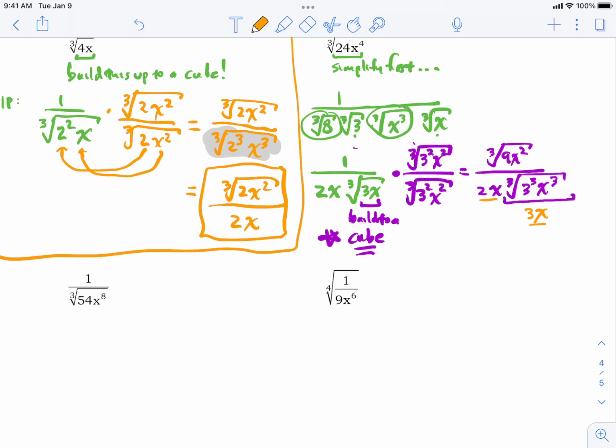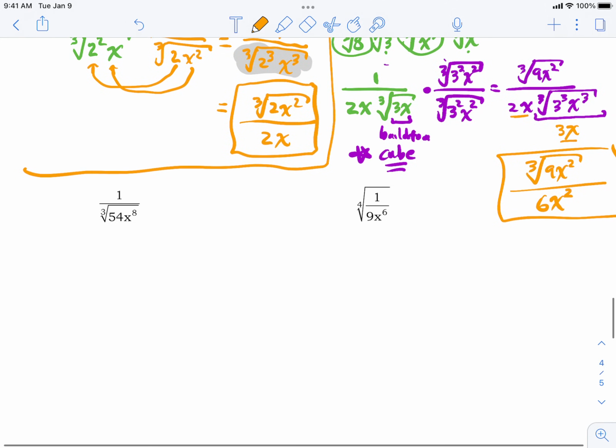You've got this 2x multiplying this 3x. So our final answer then on the top is a cube root of 9x squared. And on the bottom is a 2x times a 3x, which is a 6x squared. Woo! We did it. We went and did it.